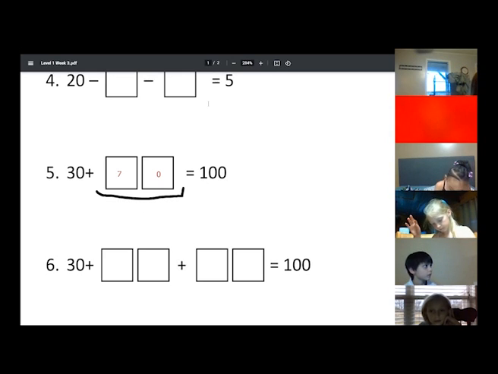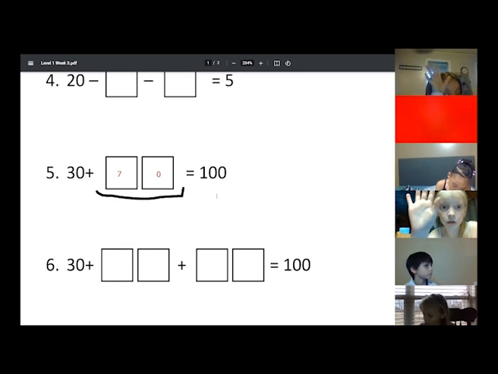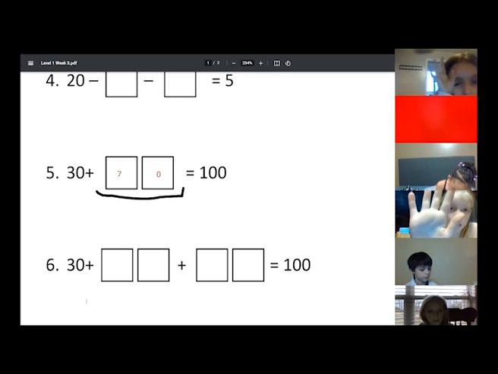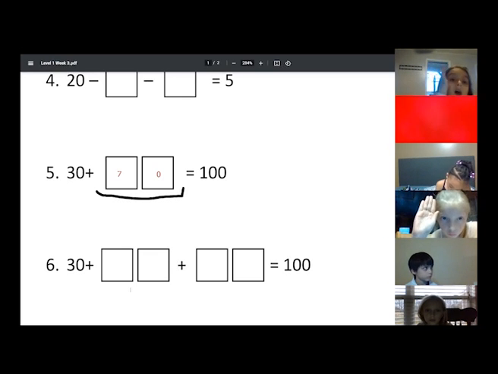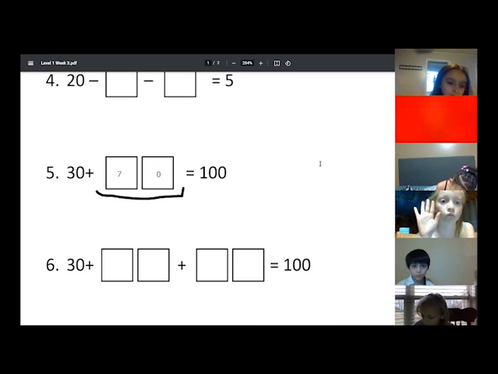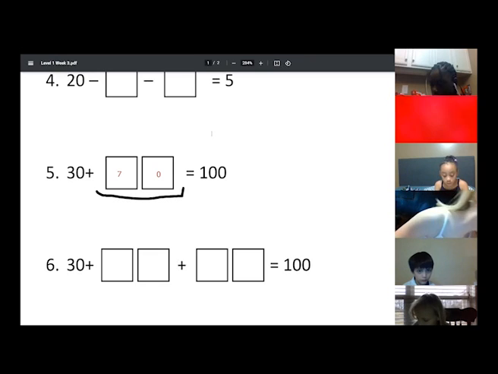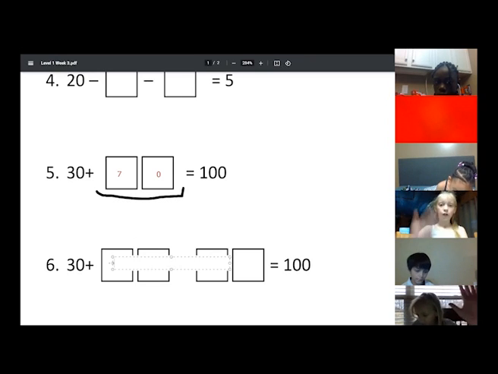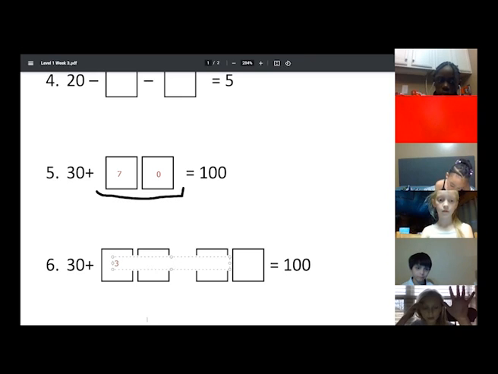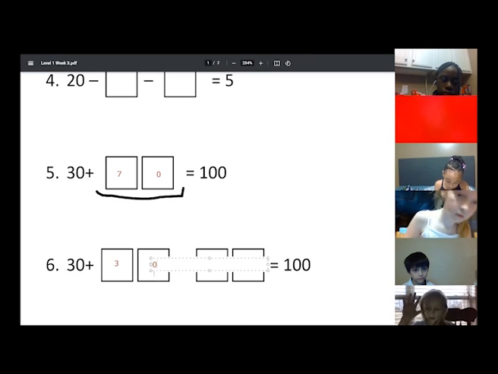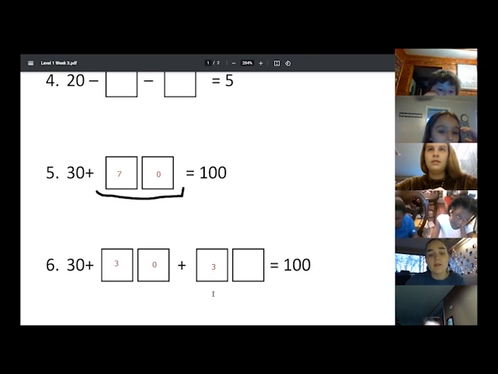Okay, so now that we've done that, we need the 2 numbers in number 6 to add to 70. So 30 plus one number plus another number will equal 100. Jada, would you like to take a shot at telling me what numbers go in the boxes on number 6? 30 and 40. Okay, well, 30 plus 40 is 70. But if you remember the rules at the top of the page, we can't use the same number twice.